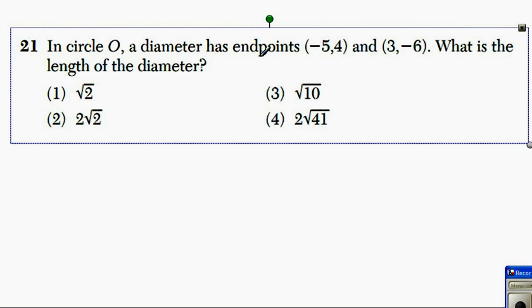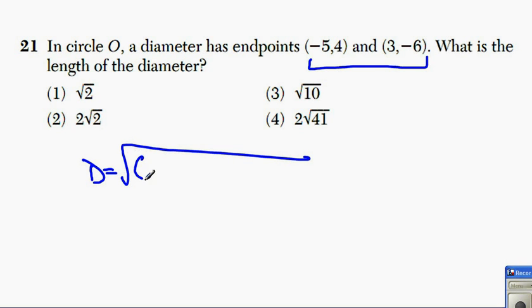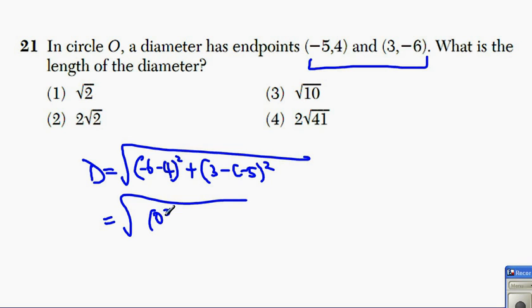Okay, what is the length of the diameter? If the endpoints are such, length of the diameter basically uses the distance formula. Now then, distance will be equal to square root of x2 minus x1 squared, or if you want to go for negative 6 minus 4 squared plus here 3 minus negative 5 squared. Then here we get square root of 10 squared plus here we have 8 squared.